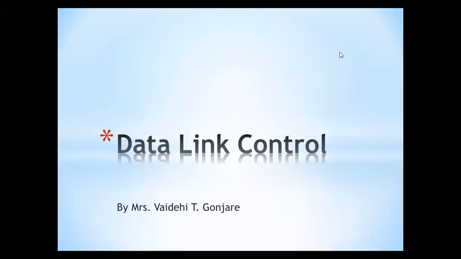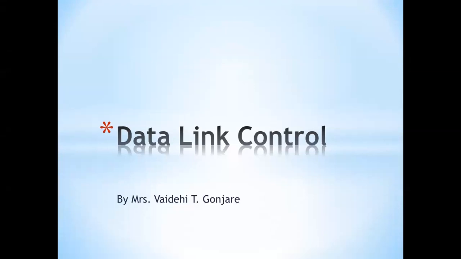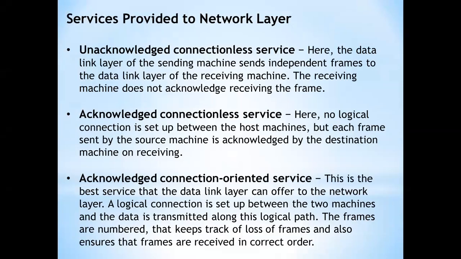Hello everyone. Now we are starting unit 3, and chapter number 1 is data link control. First, the services provided to the network layer by the data link layer. The network layer is the layer above the data link layer in the OSI model, so the data link layer is supposed to provide services to the network layer.